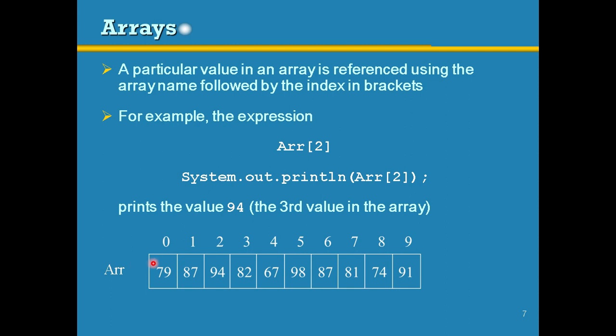So consider another example, ARR of 7. Then what will be the value? 7 won't be printed. The value pointed out will be 81. ARR of 7 means 81. So look at this example, System.out.println ARR of 2. ARR of 2 means what is that? 94. So 94 will be printed.